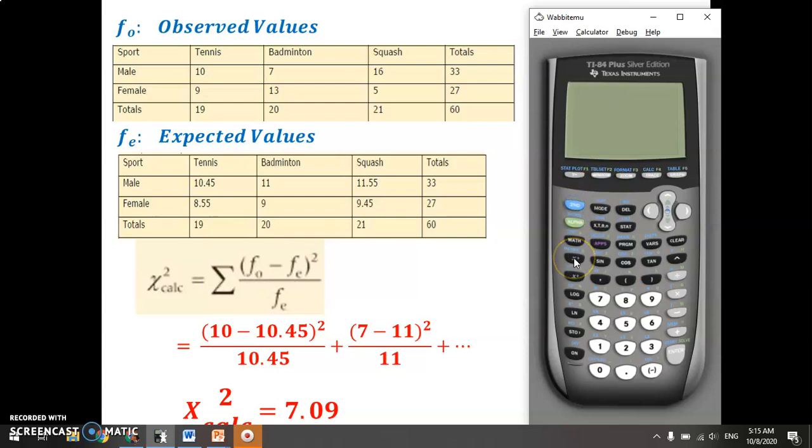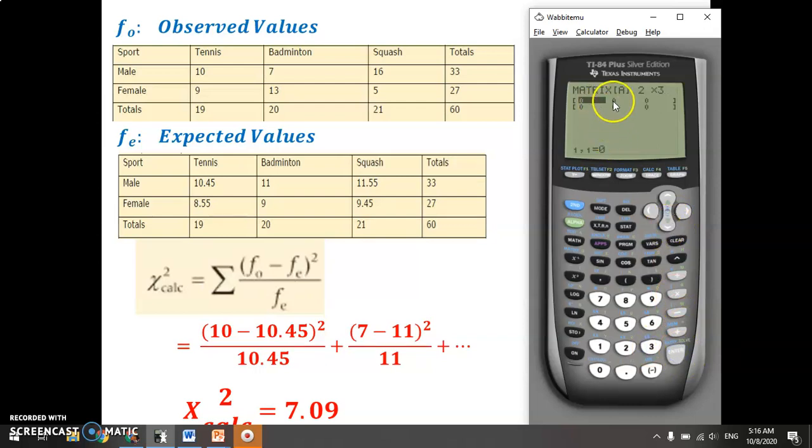Second, this button for matrix. Again, we need to go to edit to enter our matrix data, and I'm going to enter the data into matrix A, so I'm going to press number 1. Okay, it says 1 by 1. That means 1 row, 1 column. But our matrix has to be 2 rows and 1, 2, 3 columns. Again, you're ignoring the totals. So I need 2 by 3. Okay, now my matrix should be ready.